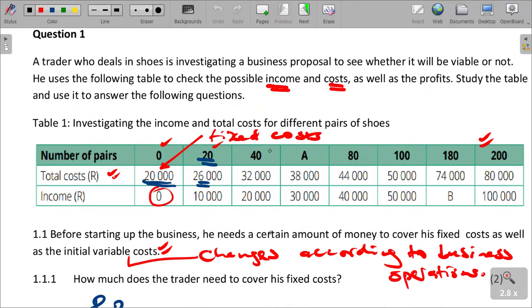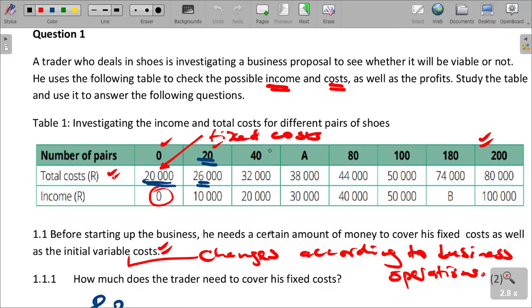Now, how are we going to calculate the total income? His total income is equal to the total number of pairs that he is going to sell, multiplied by the price per pair. Number of pairs multiplied by price per pair. That is his total income.